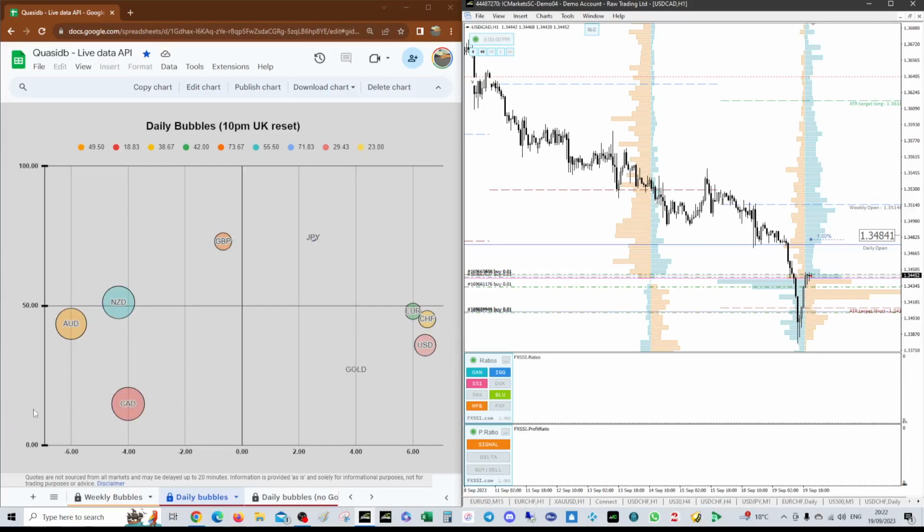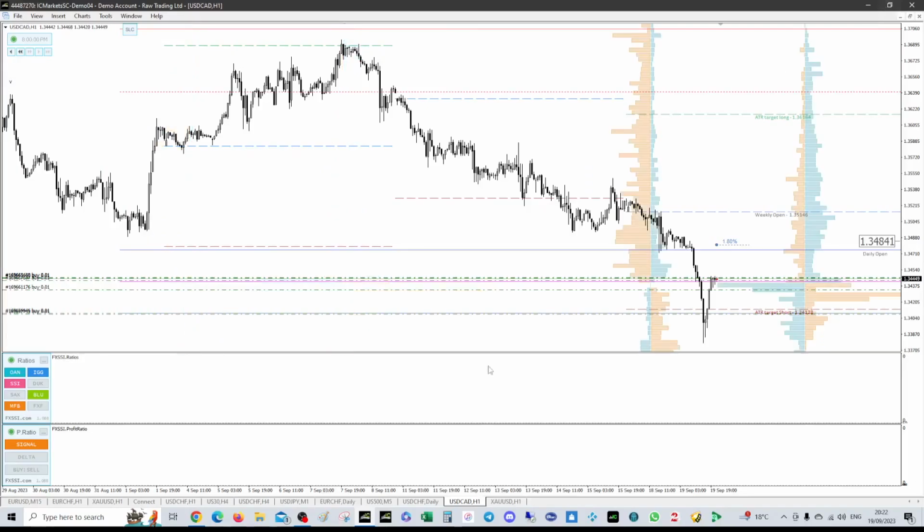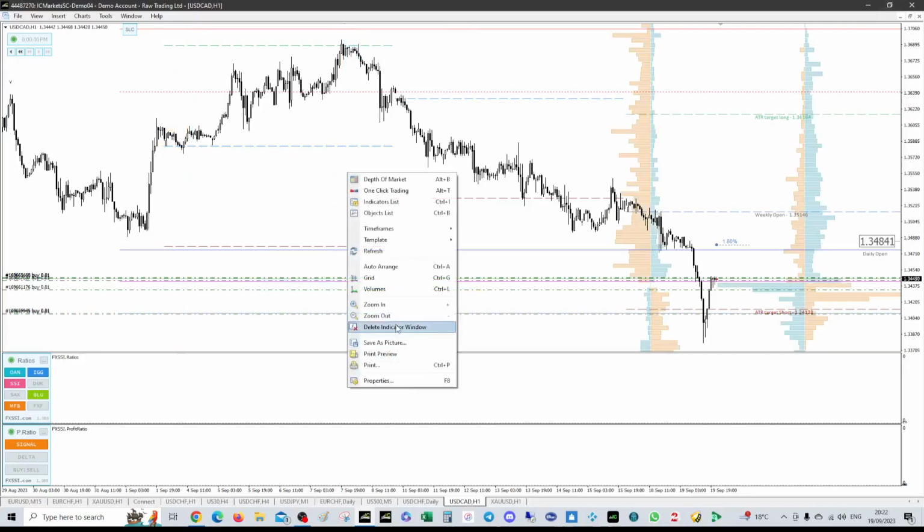It's moved away from the extreme. They're taking profit, and that CAD bubble is going to gravitate across. So I think it is to do with the take profit. So that's really annoying about this.